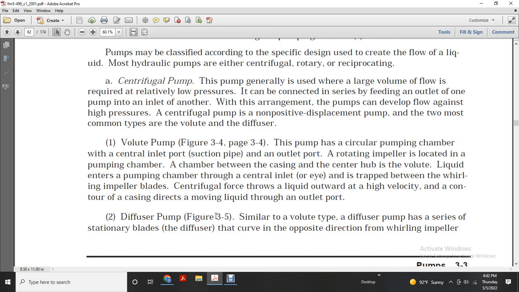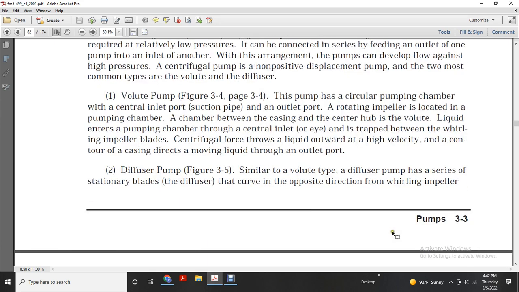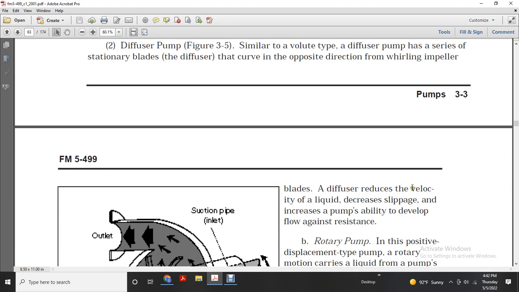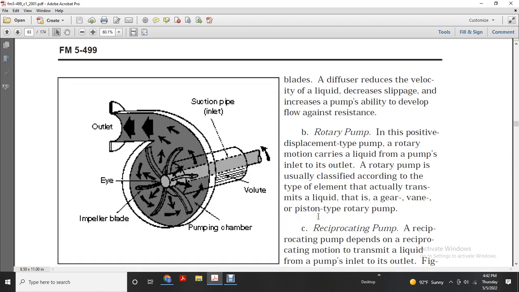Diffuser pumps, figure 3.5. Similar to the volute type, the diffuser pump has a series of stationary blades, the diffuser, curved in the opposite direction of the whirling impeller. The blades of the diffuser reduce the velocity of the liquid, decrease the slippage, and increase the pump's ability to develop flow against resistance.